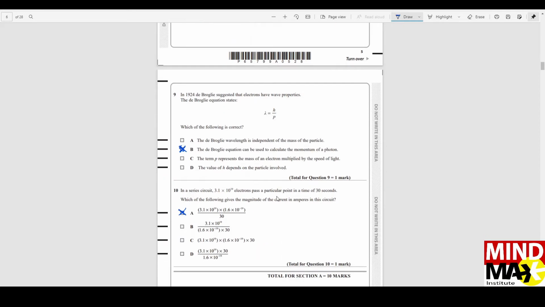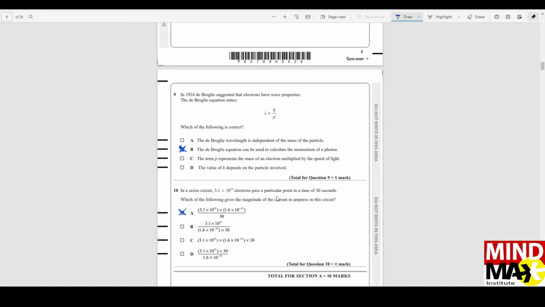Number 9, which of the following is correct? So lambda is h by p. This is de Broglie's wavelength equation. h is the Planck's constant, p is the momentum of the particle in question. So the de Broglie equation, out of these you have to find the correct one. De Broglie equation is independent of the mass. Of course it is wrong, because the momentum contains mass.